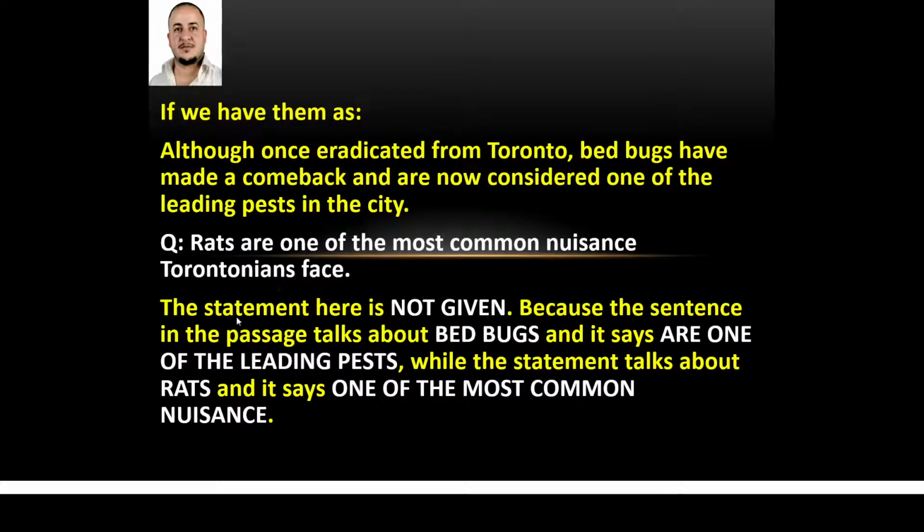If we have them as, although once eradicated from Toronto, bedbugs have made a comeback and are now considered one of the leading pests in the city. Rats are one of the most common nuisance Torontonians face. The statement here is not given too, because the passage talks about bedbugs and says one of the leading pests, while the statement talks about rats and says one of the most common nuisance. It's one of, it doesn't say it's the most, so it's one of and one of, so in this case it will not be something that gives different or wrong information.